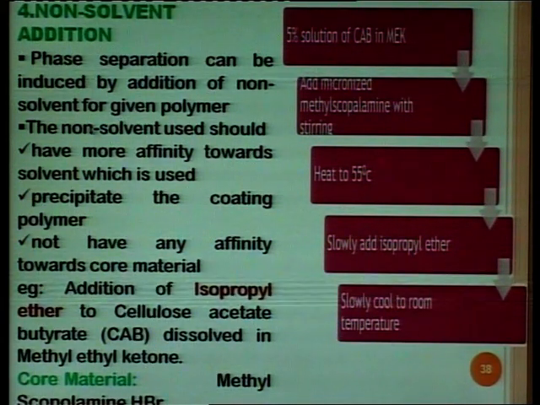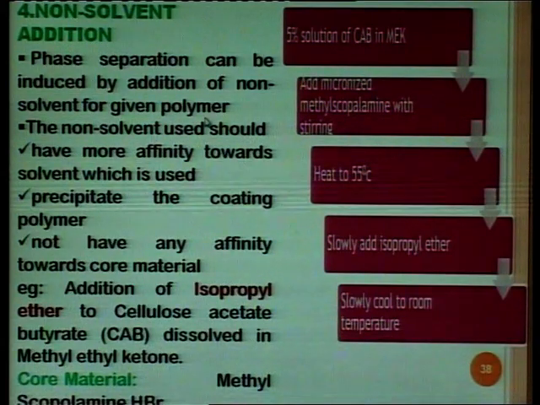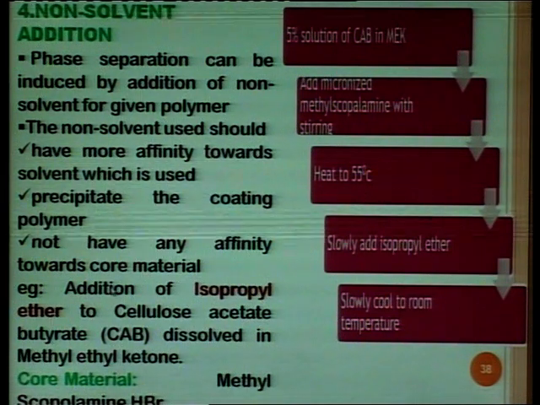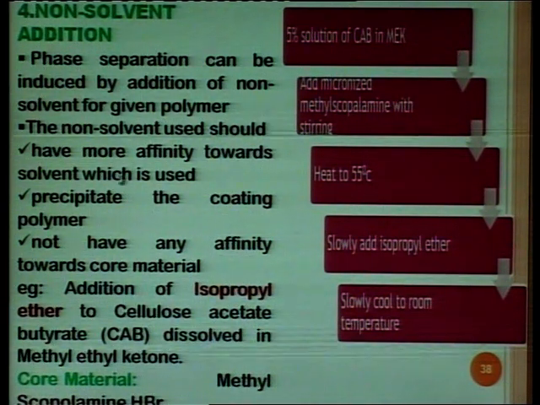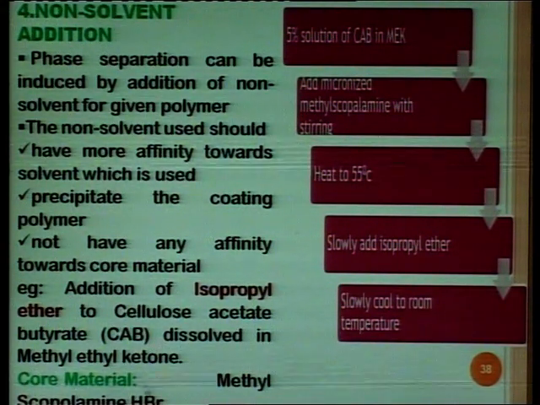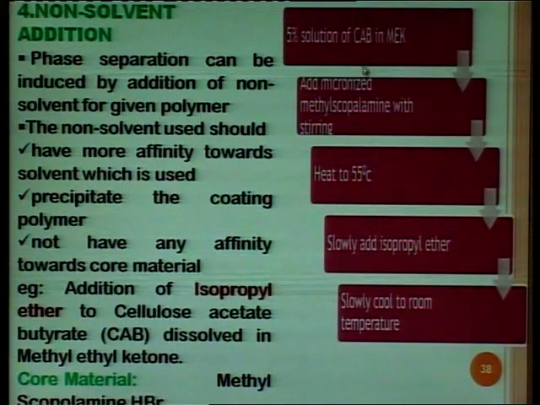In this technique, phase separation can be induced by addition of a non-solvent for given polymers. The non-solvent used should have more affinity towards the solvent which is used, precipitate the coating polymer, and should not have any affinity towards the core material. In this technique, the core material is methyl scopolamine hydrobromide, and the coating material is CAB in MEK with addition of isopropyl ether. MEK is methyl ethyl ketone.